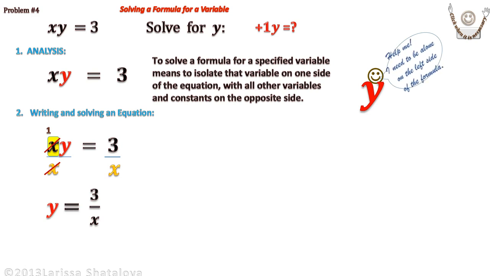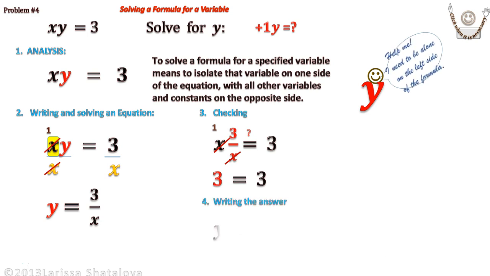We're done. Checking. We can replace y by expression 3 over x and check, is left side equal to right? Yes, we can cancel. x over x is 1. So 3 equals 3. And now we are ready to write out the answer. Y is 3 over x. And we expect y to be an expression, and y is an expression.